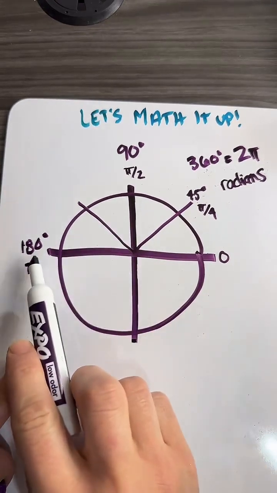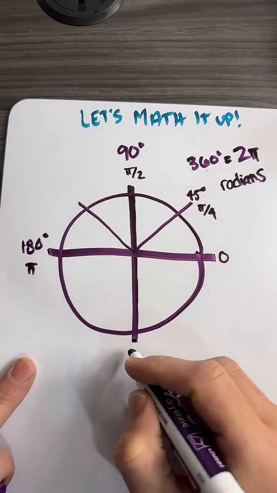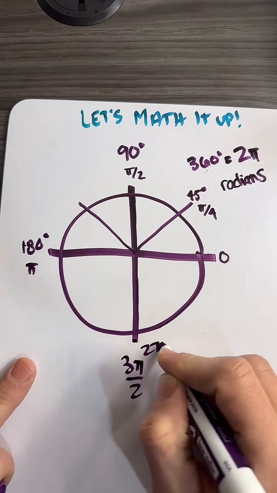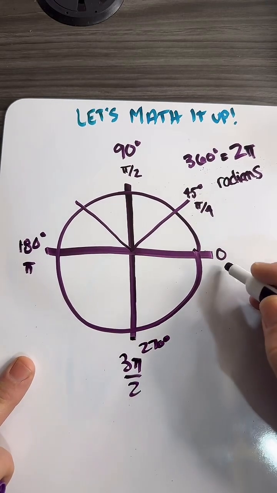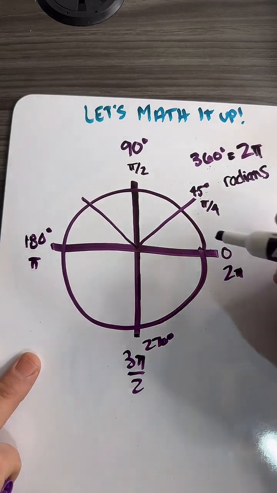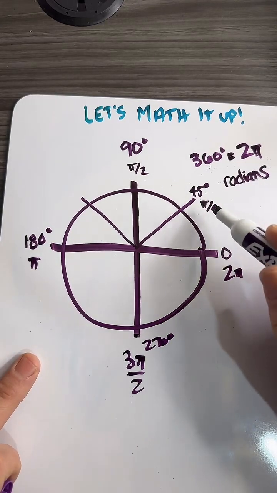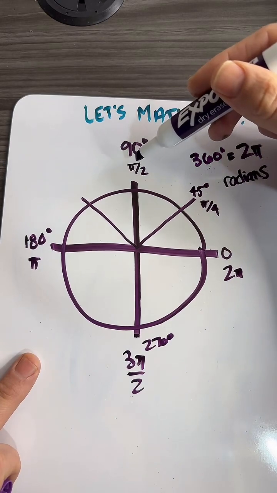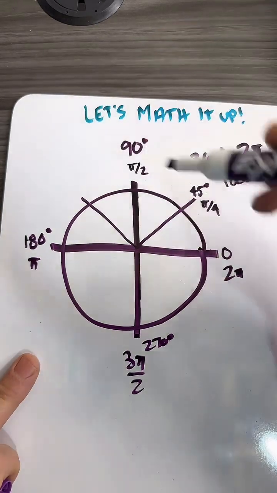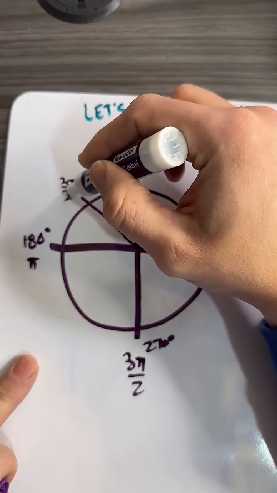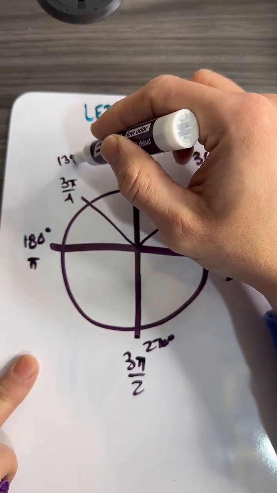So let's look at it: 0, 1 pi over 2, 2 pi over 2. This is going to be 3 pi over 2, which is the same thing as 270 degrees. And then this right here is 2 pi, or 360 degrees. So this is 1 pi over 4, 45 degrees. This is 2 pi over 4, pi over 2. This right here is going to be 3 pi over 4. This is just counting, folks. So this is 3 pi over 4, and this is going to be 135 degrees.